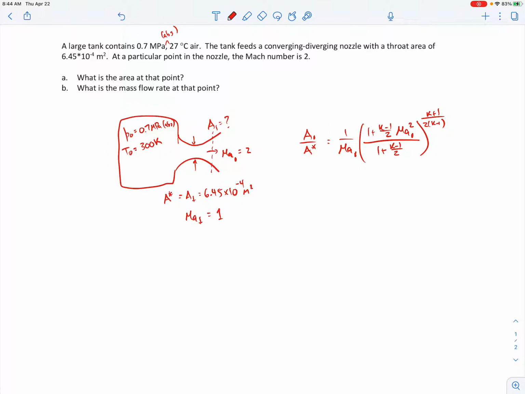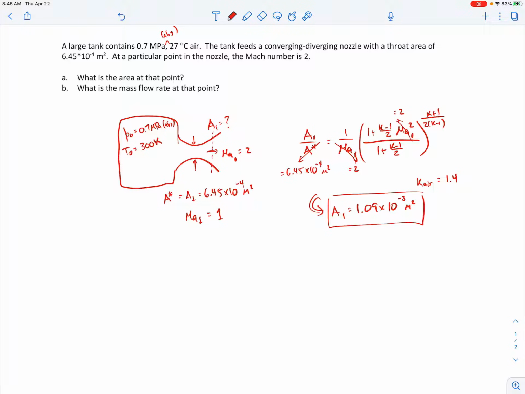So we know A star, that's equal to 6.45 times 10 to the minus 4 square meters. We know Mach number 1, that's equal to 2. And then the k is the specific heat ratio for air, since we're dealing with air in this tank. That's 1.4. So we can solve that equation for A1. Comes out to be 1.09 times 10 to the minus 3 square meters. Okay, so that's part A of the problem.